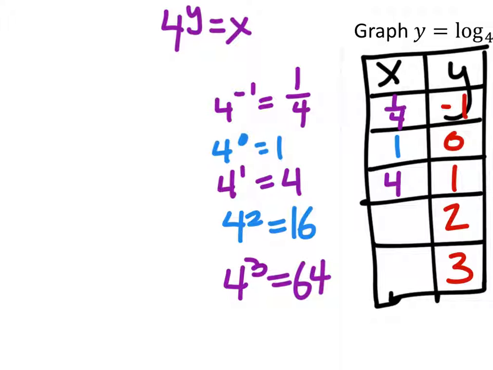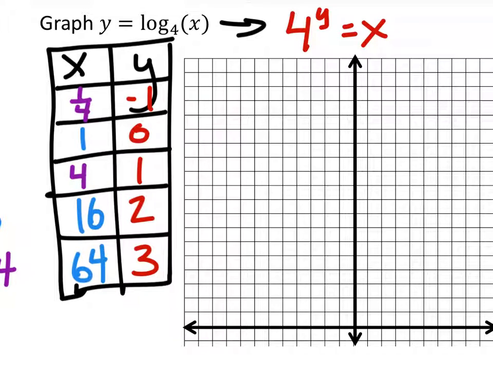And we see that when y is 2, we have an x value of 16. And when y is 3, we have an x value of 64. This allows us then to go ahead and put these on the graph. So when y is negative 1, the x is about 1/4, something like right there. When y is 0, x is 1 here.